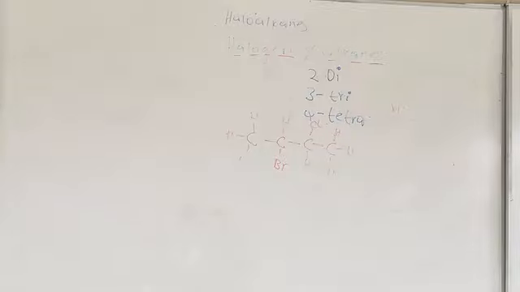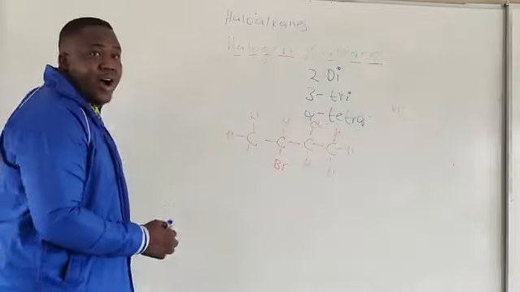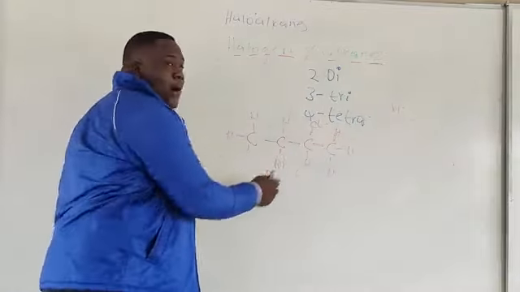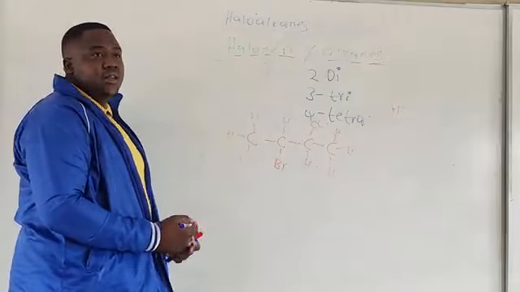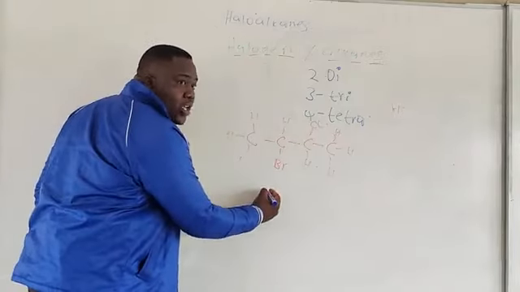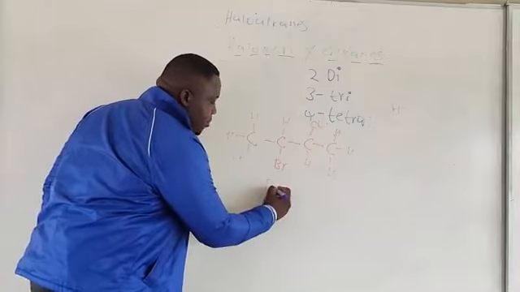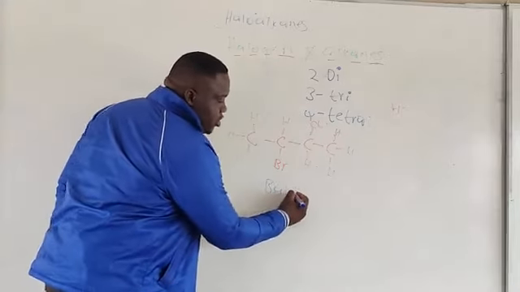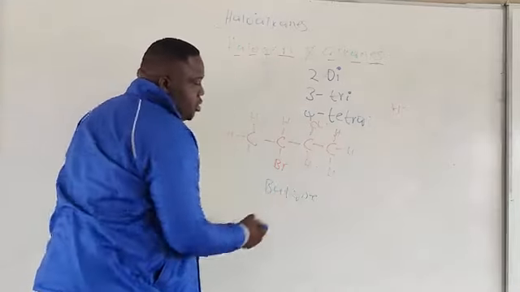So, let me show you what we call this one. How many carbons? 4 carbons. Can you see that? Yes. So, 4 carbons, we call them what? We call them but. So, it's going to be butane, right?